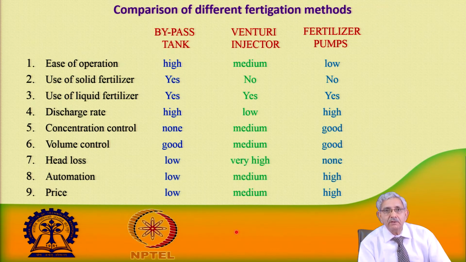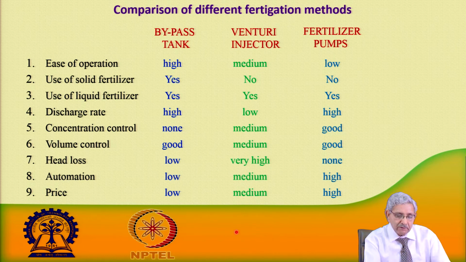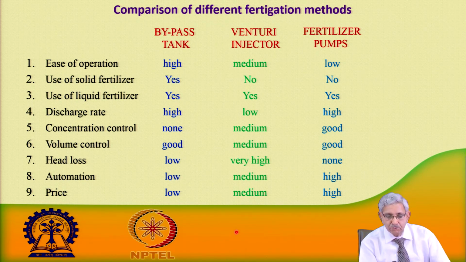Now, let us compare the different methods of fertigation which I discussed. I discussed the bypass tank, or bypass pressurized tank. We discussed the Venturi injector. And I just now told about the fertilizer pumps, injecting pumps, and these are the parameters which we are interested in comparing.